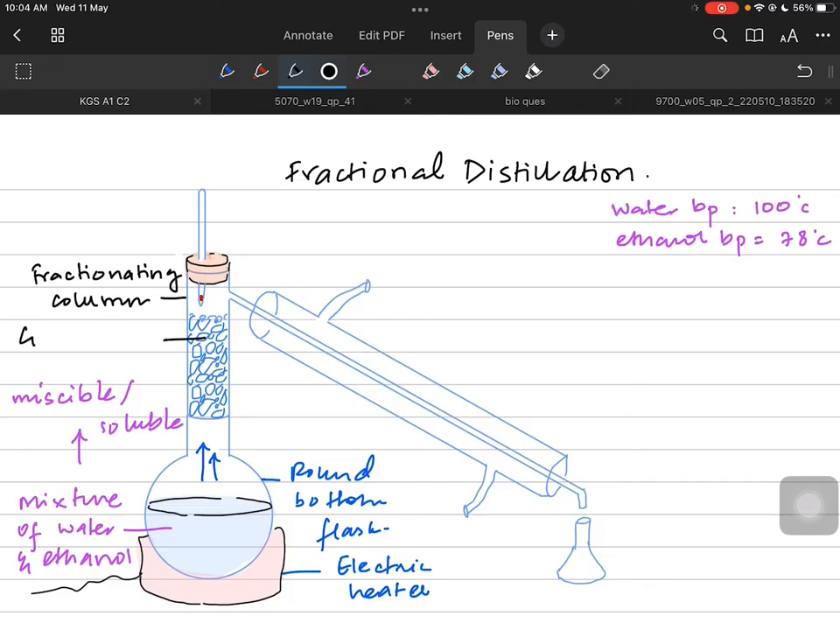The glass beads are going to provide a high surface area where the vapors which have a higher boiling point condense back and become liquid again and fall again in the flask. So ethanol and water, they're both going to vaporize, they're both going to rise, but only the vapors of the ethanol are allowed to pass through. So ethanol vapors will keep on rising, but water will condense back and fall down. That's why the fractionating column helps in the separation based on boiling point.